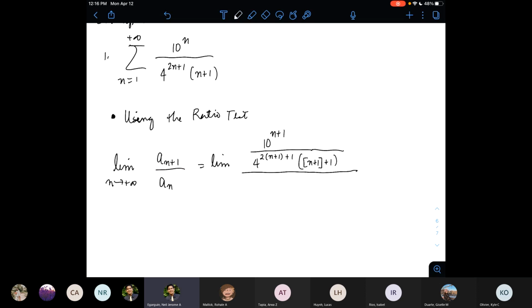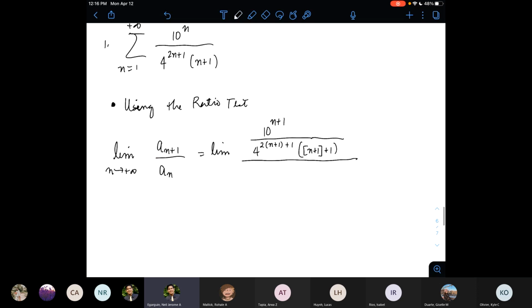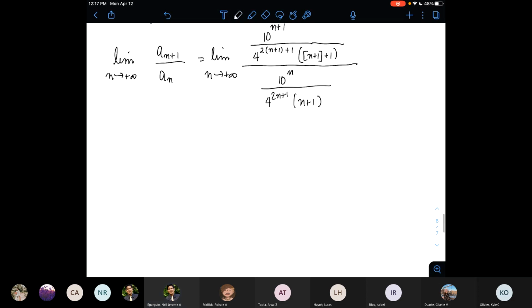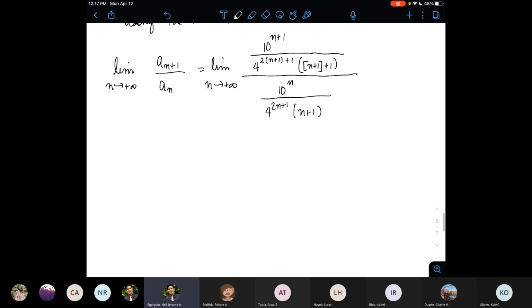You need to be mindful of changing all n's by n plus 1. And then for a sub n, I'll just copy the given term and take the limit as n approaches infinity. Now I'm taking the limit of a complex fraction here. So what I'll do is to turn this into a multiplication problem. I'll put the numerator here times the reciprocal of the denominator, right?